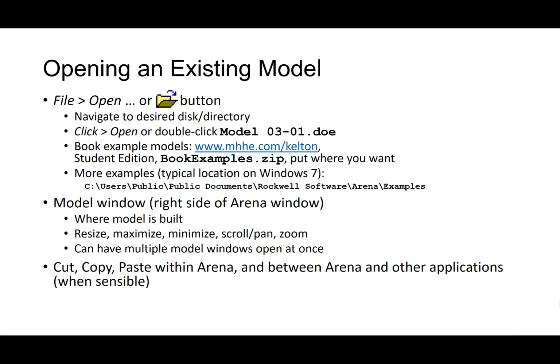On the right is the model window, where the model itself will be built. This is where you go and create the actual model itself. You can cut and copy and paste components within Arena and between Arena and other applications. This is very handy for when you're creating very complicated models and you have to go and create multiple iterations or parallel systems. You may have already created some of the model in one place. If you can just go and copy and paste elements, you don't have to rekey it. Also reduces the risk of transposition error.